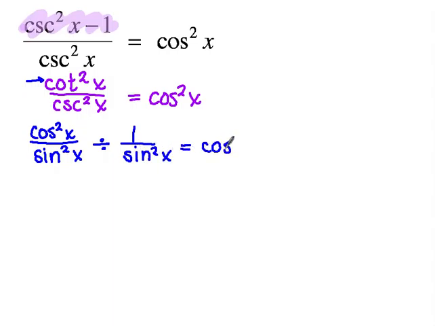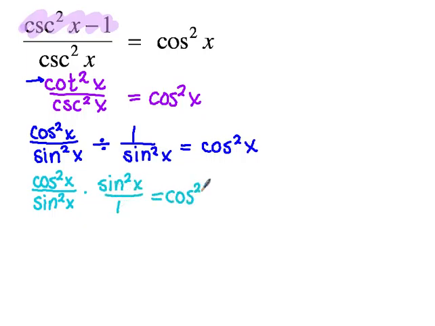Now hopefully some of you as you're writing this down are looking at it and seeing we're real close right now. Real close. Because how do you divide 2 fractions? You multiply by the reciprocal. So if I multiply by sine squared x over 1, what ends up happening to your sine squareds? They cancel, and my answer is cosine squared x equals cosine squared x.